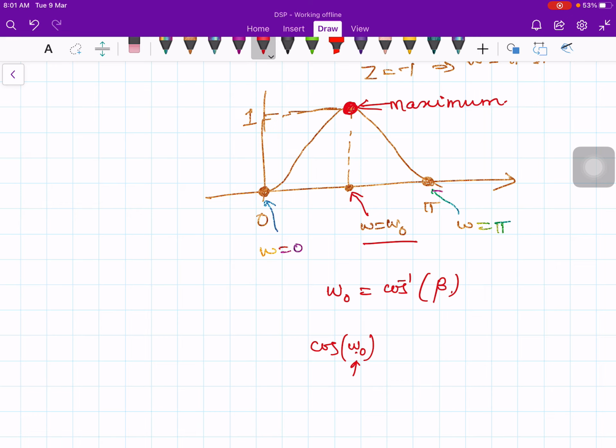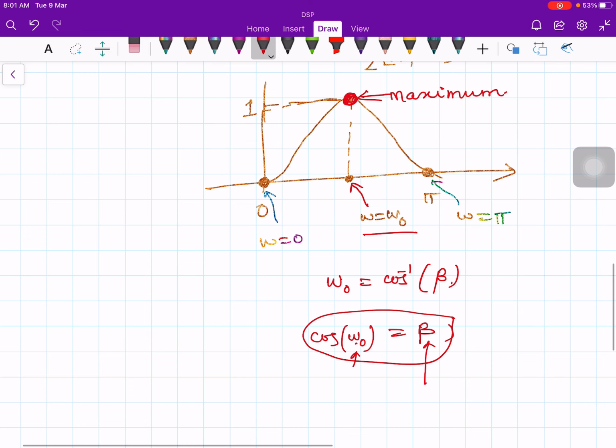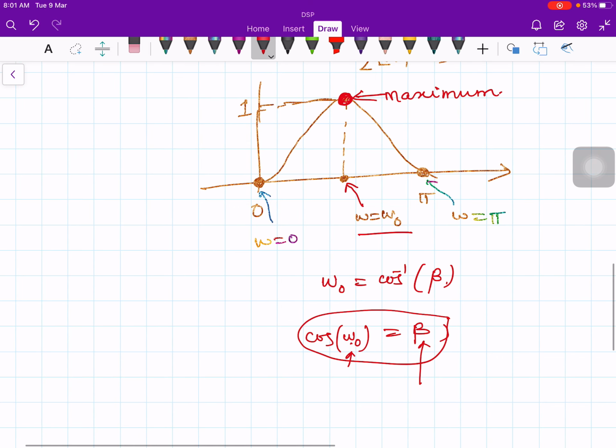Okay, so this is beta. So this is a formula through which you can find out... So what do you understand from this? Cos omega naught equal to beta. What can we infer from this? By choosing the value of beta, one can shift the center frequency, or maximum frequency, or resonant frequency. Okay, so you can shift. Based on the value of beta, this omega naught can be changed.